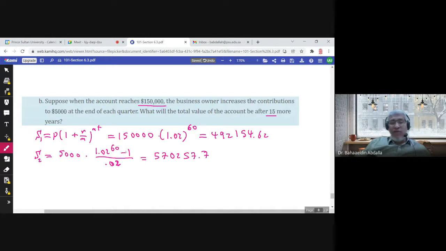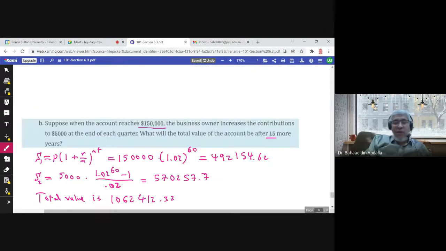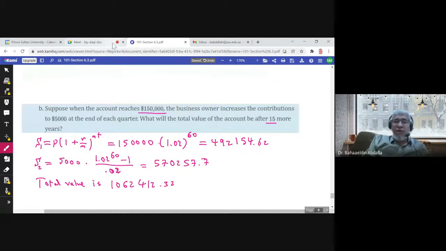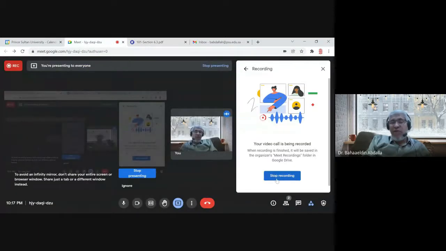So the total value in the account would be the sum of these two. And if you add these two numbers, you get 1,062,412.32 dollars, so $1,062,412. That's the end of this section. I hope you can differentiate now between annuity due and ordinary annuities.